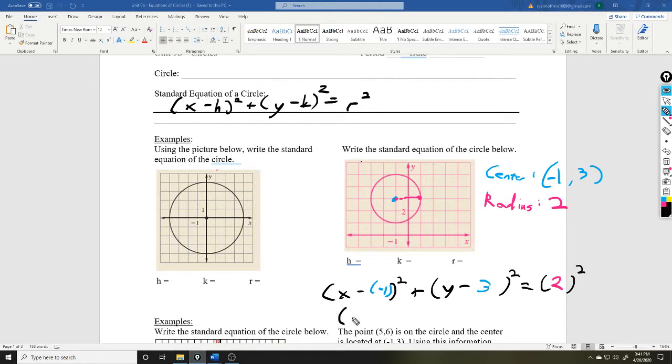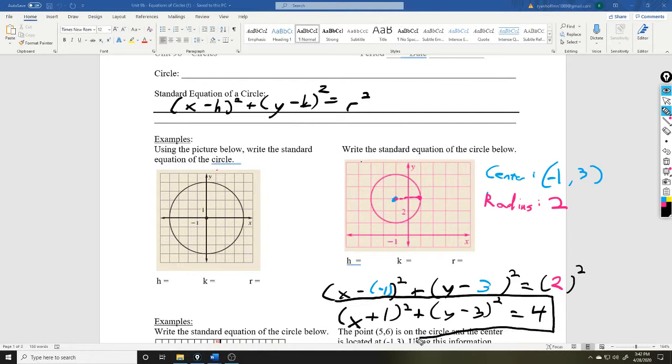So to simplify that a little bit, we have x minus a -1. That's going to turn it into a positive. Plus y minus 3 squared equals 2 squared is 4. So there's my final answer. X plus 1 quantity squared plus y minus 3 quantity squared equals 4. And that's our equation of that circle. Again, what we'll do in a minute is we'll start with this and go to the graph. That's where we're headed.